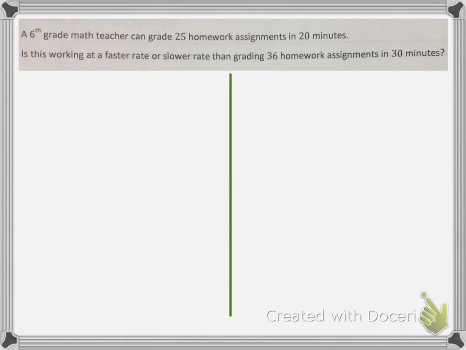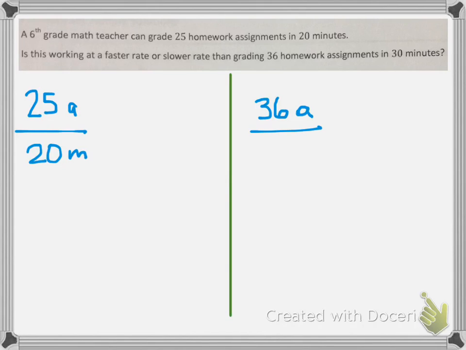All right, I want to take a look at the 25 homework assignments in 20 minutes first. So I'm going to write that down. 25 assignments in 20 minutes. So right now that is my ratio that I'm starting with, 25 assignments graded in 20 minutes. And then on the other side I have 36 homework assignments graded in 30 minutes.